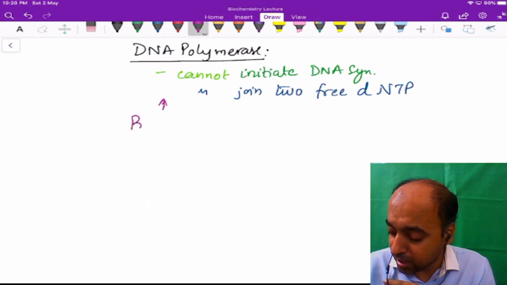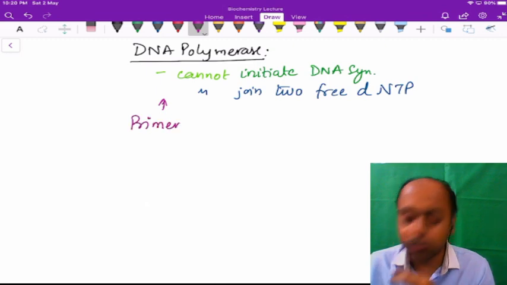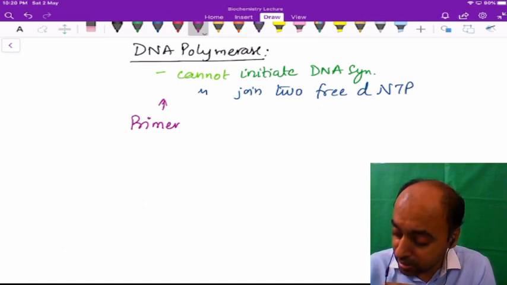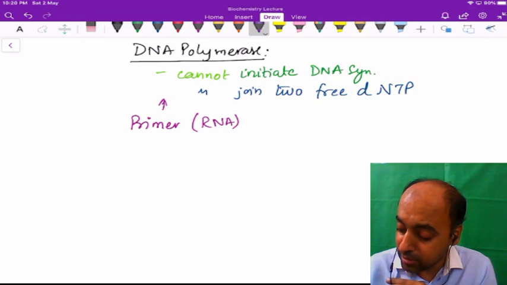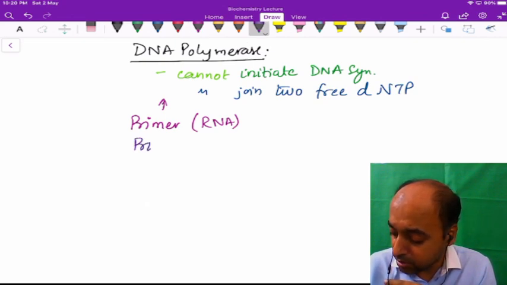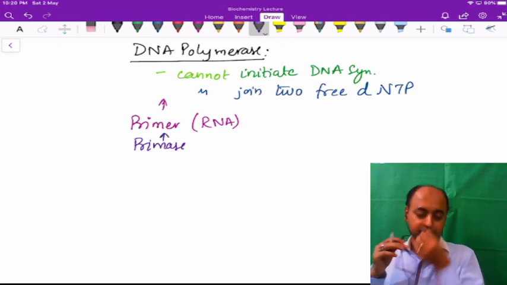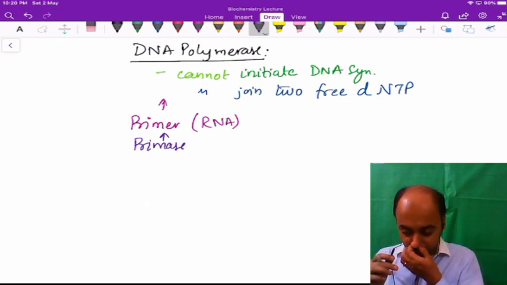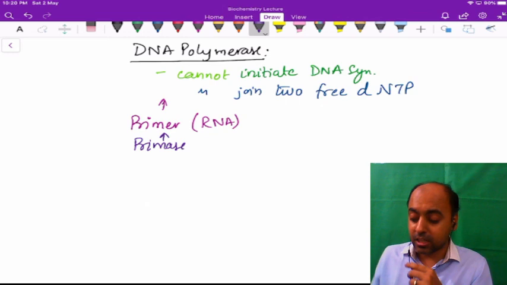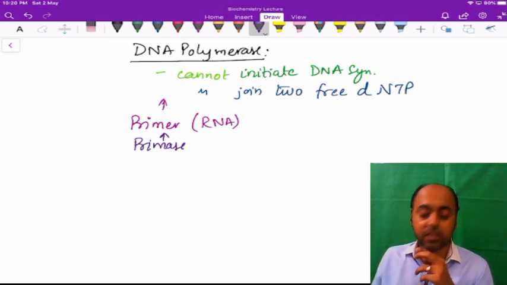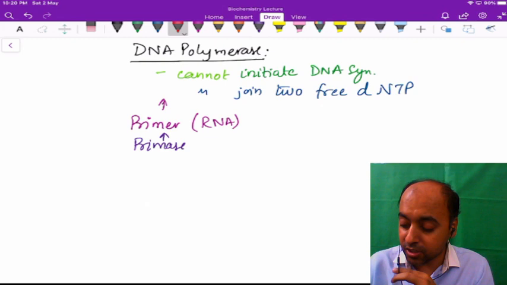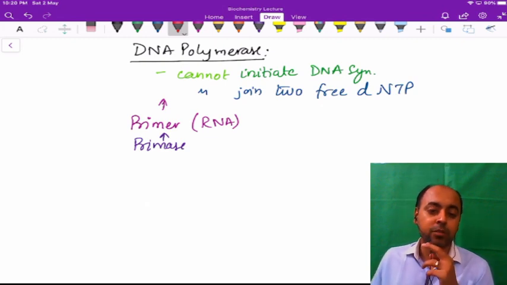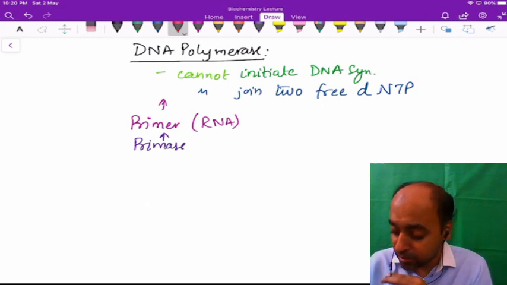So we make a primer. Obviously, because DNA polymerase cannot initiate the synthesis, this primer must be RNA in nature, and the enzyme synthesizing the primer is known as primase. So we need a primase. The primase will synthesize a primer. The primer is RNA in nature, and over that the DNA polymerase can act. To simplify the function, to remember what the DNA polymerase does and what it cannot do, I'll give this simple example.